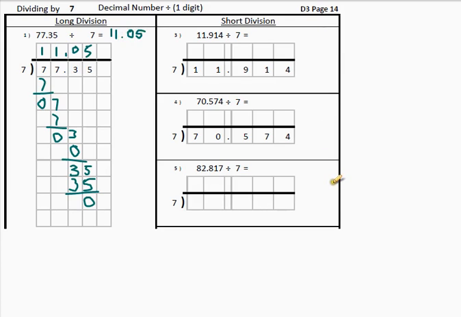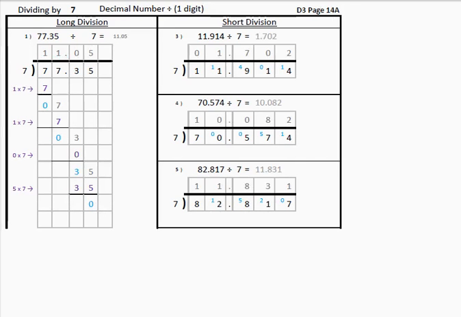Now you try to do these short divisions. If you find it hard, quickly write down your 7 times table. That will help a lot, okay? Pause the video, you do the rest. Okay, we'll move to the answers now. There's the answers for you to check. Let's check this one together.